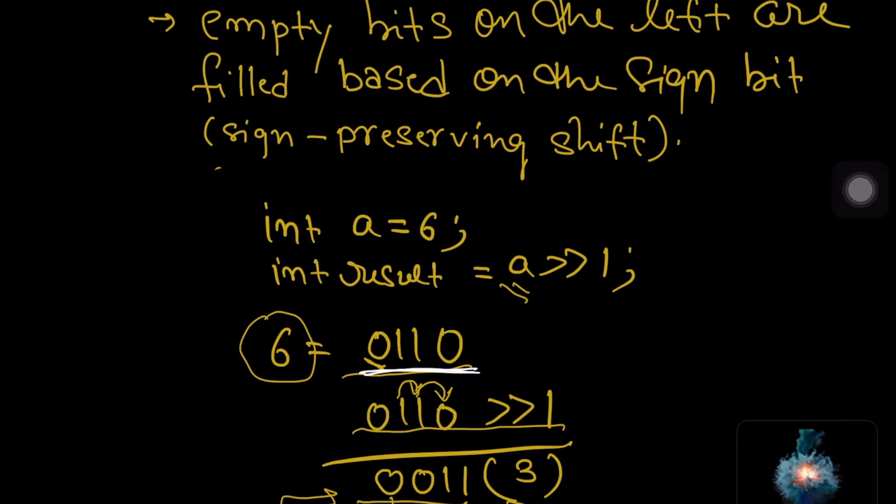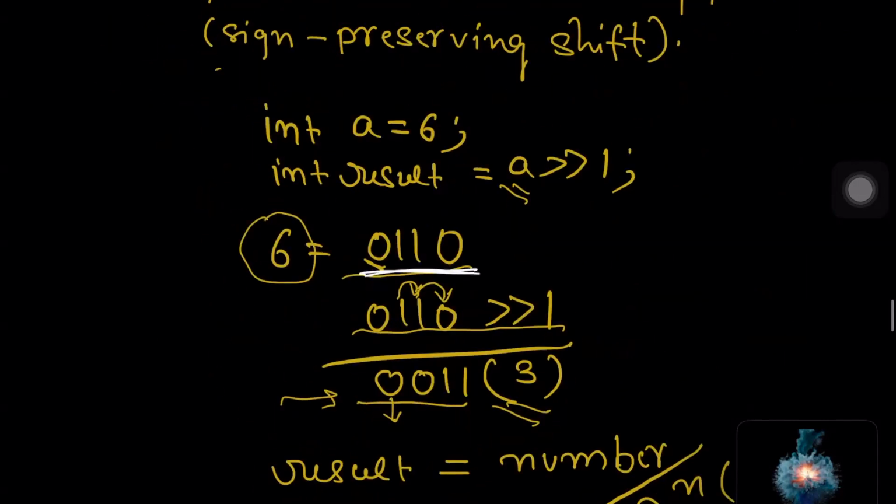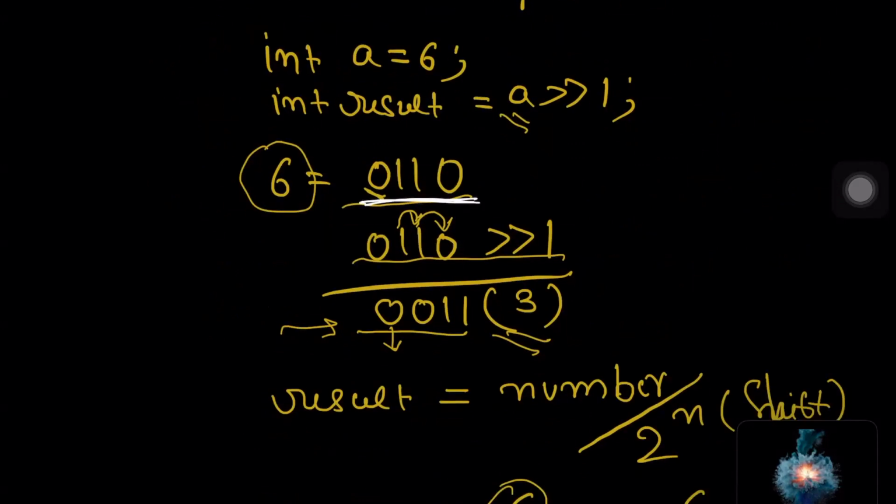So when you perform a right shift, if you have a negative number, it will preserve your negative sign, or if you have a positive number, it will preserve your positive sign. Empty bits on the left are filled based on the sign bit. If it's negative, the leftmost bits will get filled by 1. If it is positive, the leftmost bits will get filled by 0. We'll see how it is.